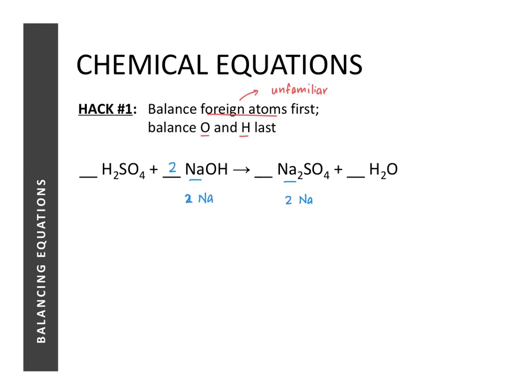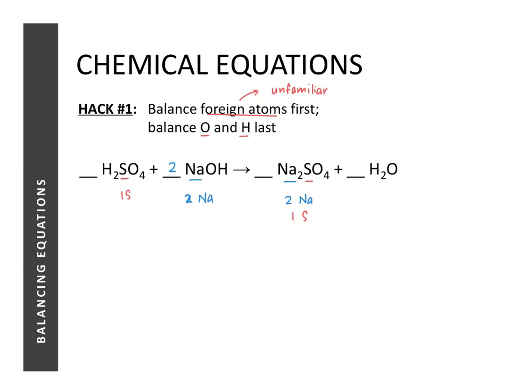Now the next foreign atom I would say would be sulfur. We look at the number of sulfur atoms on the left and on the right, and we'll find that we have 1 sulfur atom on the left and on the right, so it's already balanced. Next we try to balance oxygen. So we look at the number of oxygens on the left and on the right.